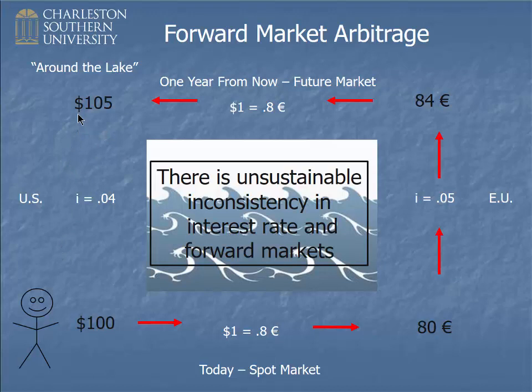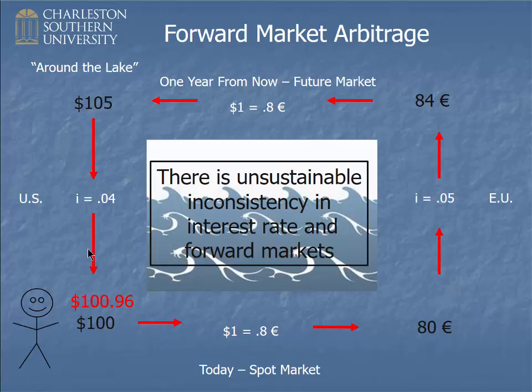But it won't stop there. You could then take that $105, borrow against it in the United States, right, at 4% interest. If you had $105, use your formula, future value, present value formula. If you had a promise for $105 1 year from now, you could use that as collateral to borrow against it today at 4% interest. You could borrow $196. Work out the math and you'll see. You started with $100 and you just kind of went around the lake.